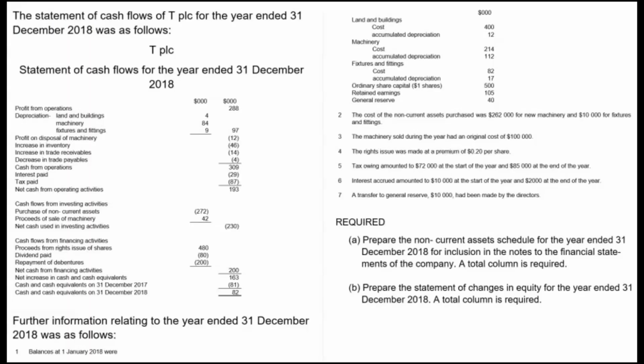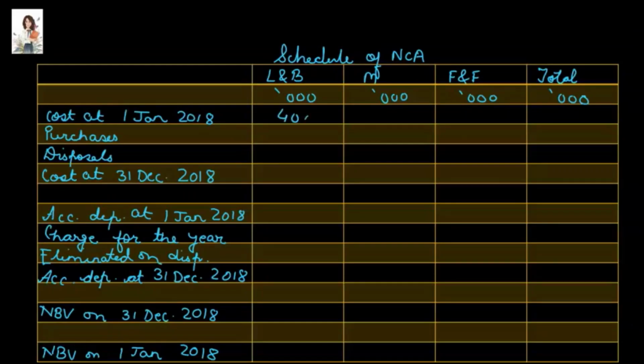Coming back to the question. The question states balances at 1st Jan 2018 were land and building cost and accumulated depreciation, machinery cost and accumulated depreciation, and fixtures and fittings cost and accumulated depreciation. So these are your opening balances of cost and accumulated depreciation. So we will write them down in our schedule. So for land and building, it is 400,000. Machinery, it is 214,000. Fixtures and fittings, it is 82,000, a total of 696,000.